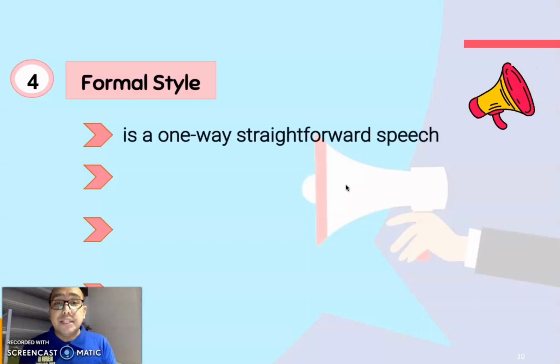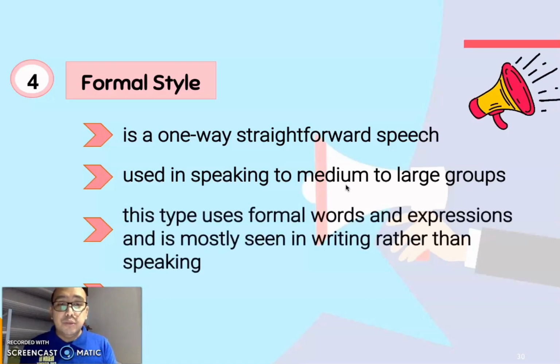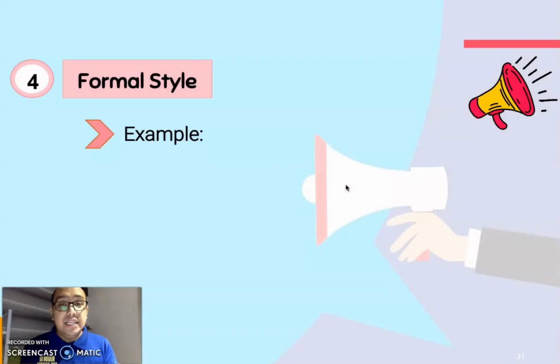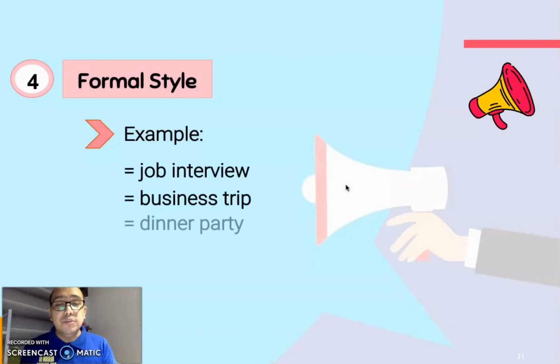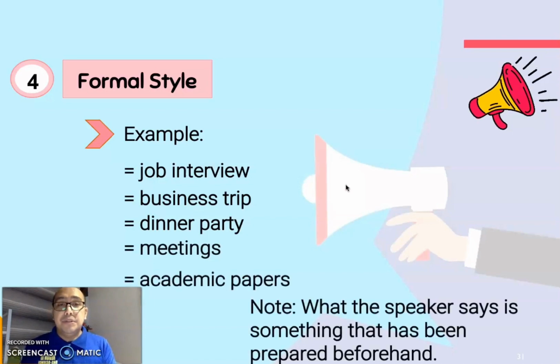The fourth one is the formal style. It is a one-way straightforward speech. It is used in speaking to a medium to large group of people or audience. This type uses formal words and expressions and is mostly seen in writing rather than speaking. And then this speech style is also expected to be presented in complete sentences with specific word usage. The examples are during a job interview, a business trip, a dinner party, meetings, or in academic papers. And then take note, what the speaker says is something that has been prepared beforehand.